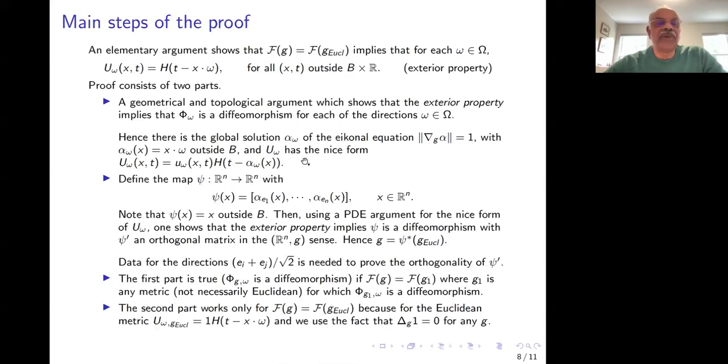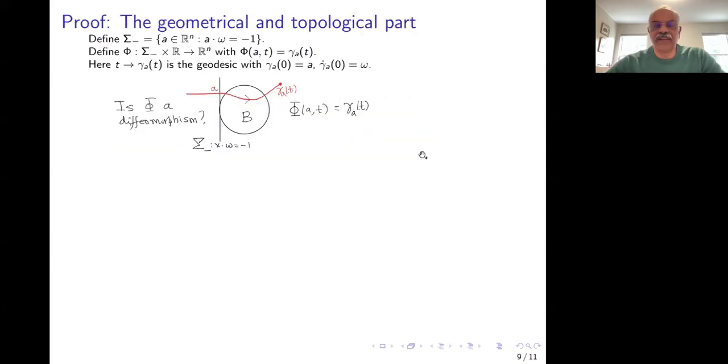How is it that information from outside the ball about some geodesics gives us information about the metric inside the ball, meaning proving that the phi is a diffeomorphism? So let me remind you about what that map is. So, sigma minus is that hyperplane where the plane waves come. This is the first thing they will hit. X dot omega is -1. And so this is the map phi omega, which I constructed.